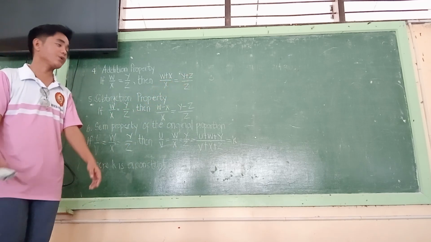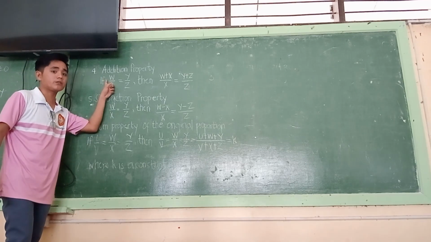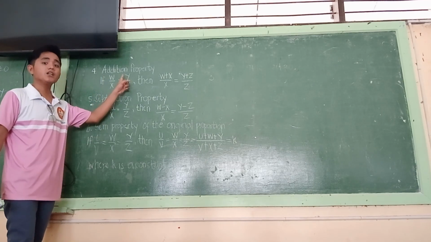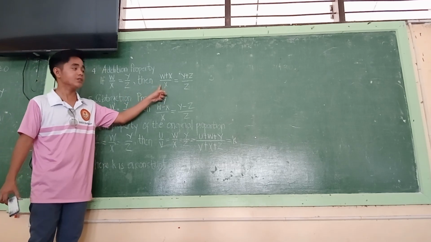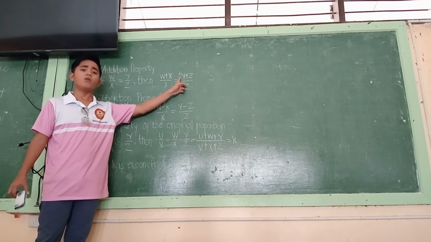So in the addition property, kung sa ito'y denominator, i-add niya sa numerator. Denominator dire, i-add sa numerator. Tanawa. X ang denominator, nagklasa sa babaw X. Z ang denominator, nagklasa sa babaw o Z.